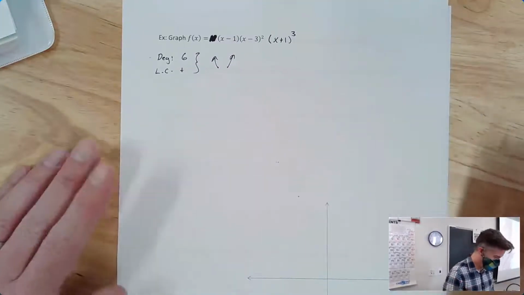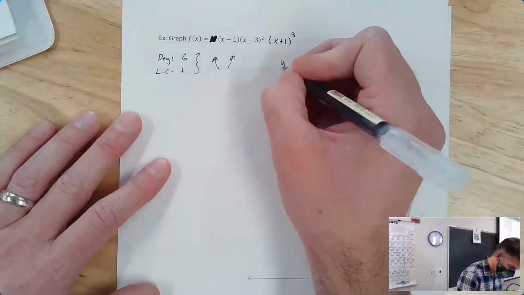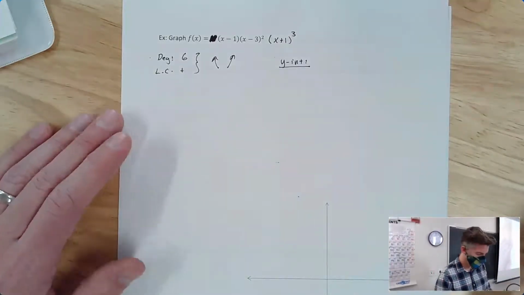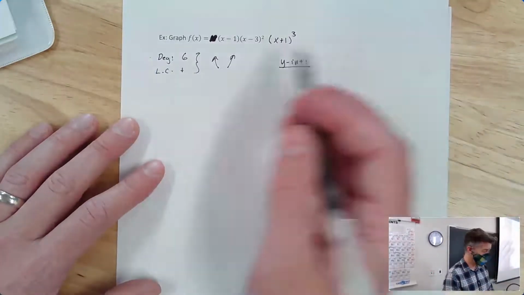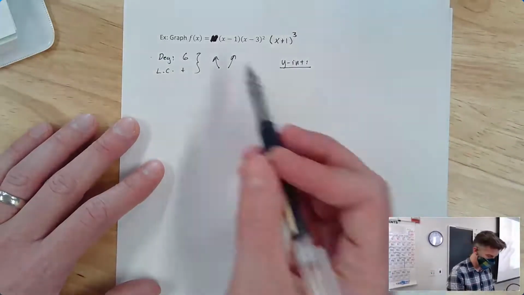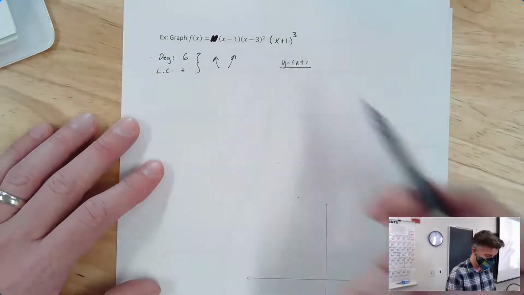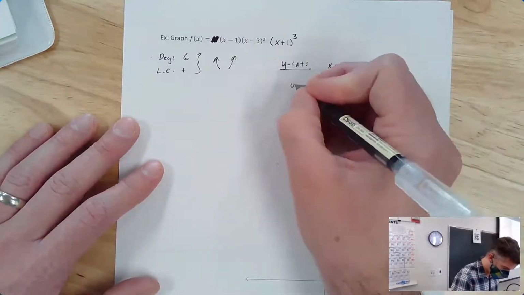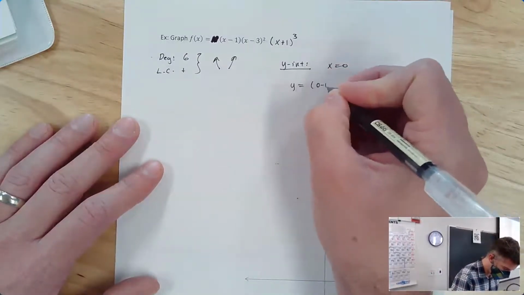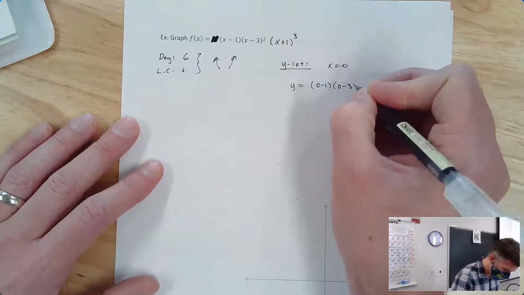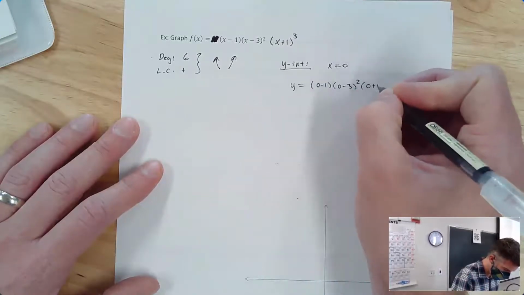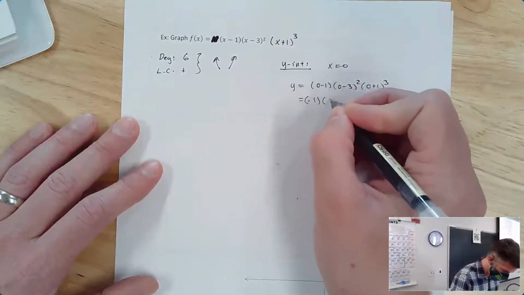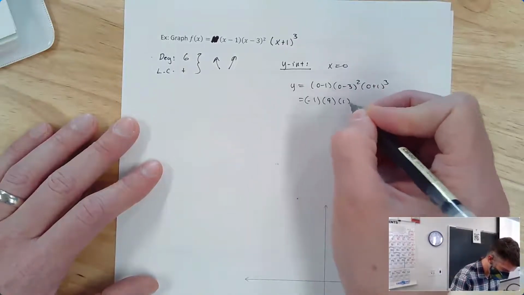All right. So then let's talk about the y-intercept, which is not going to be 0. If we set x equal to 0, right, I did change the function, everyone's clear, right? It's x minus 1 times x minus 3 squared times x plus 1 cubed. If we set x equal to 0, we're going to get y equal to 0 minus 1 times 0 minus 3 squared times 0 plus 1 cubed, which is -1 times positive 9 times 1, which is -9.